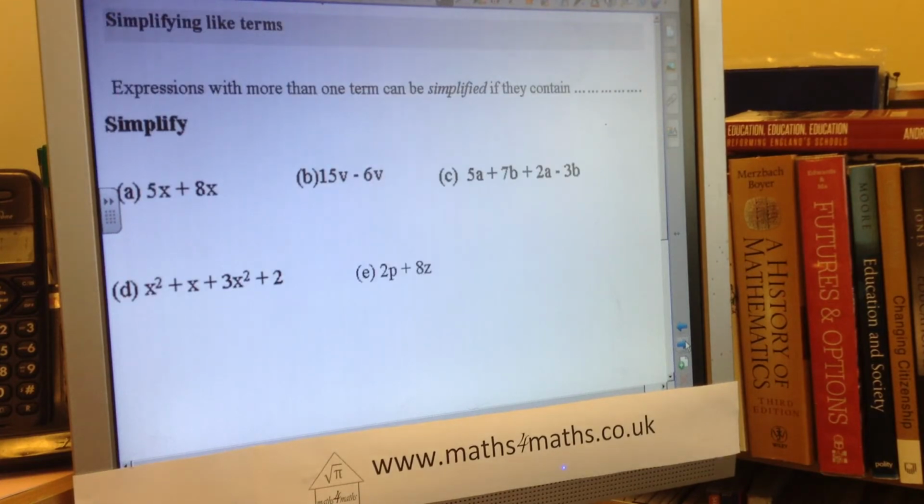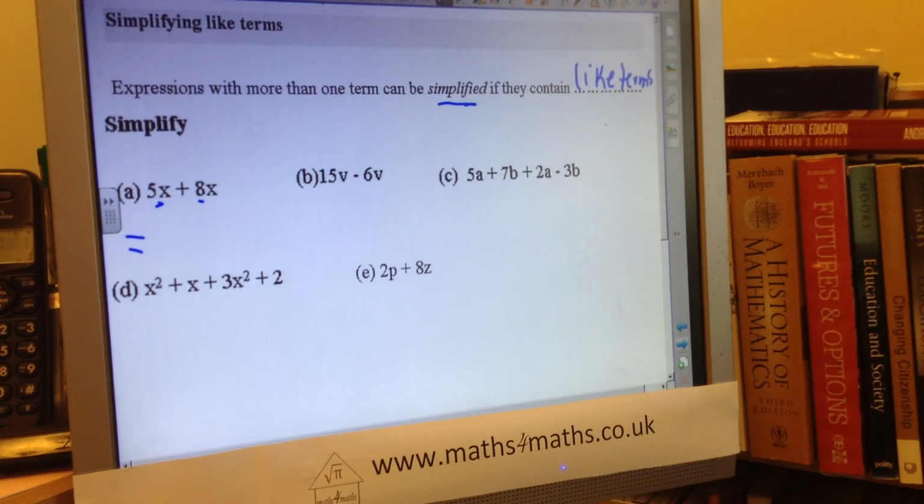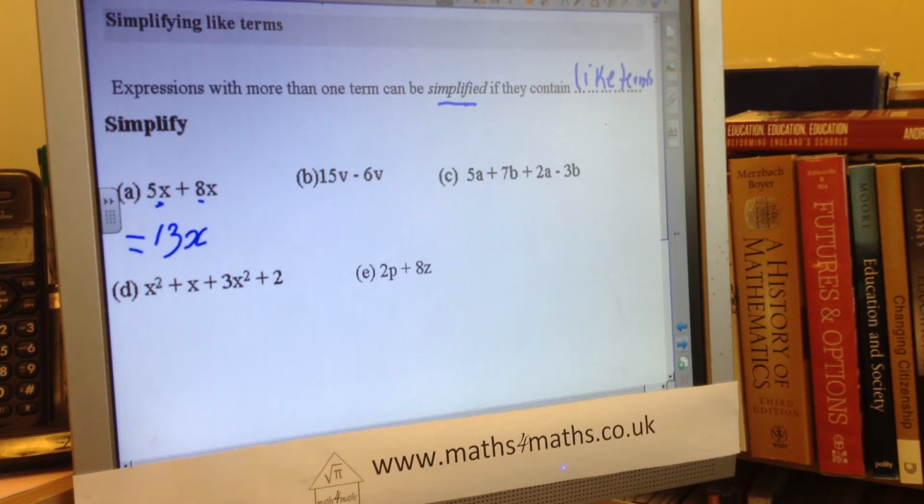In maths, expressions with more than one term can be simplified if they contain like terms. So, for example, 5x add 8x can be simplified because they are like terms. 5x and 8x are like terms, so we add them to get 13x. 5v minus 6v are like terms, so we can subtract them to get 9v.